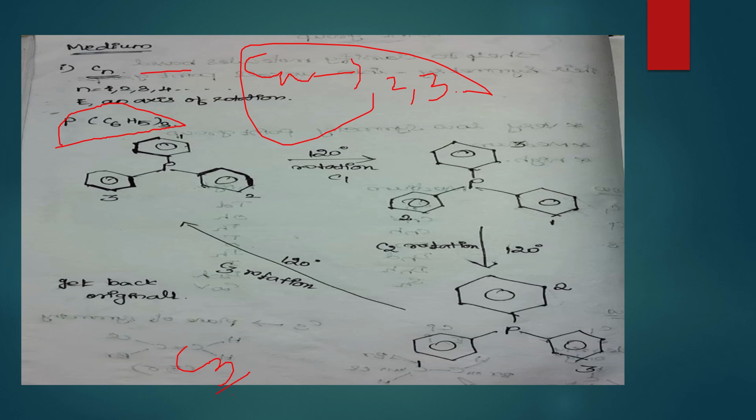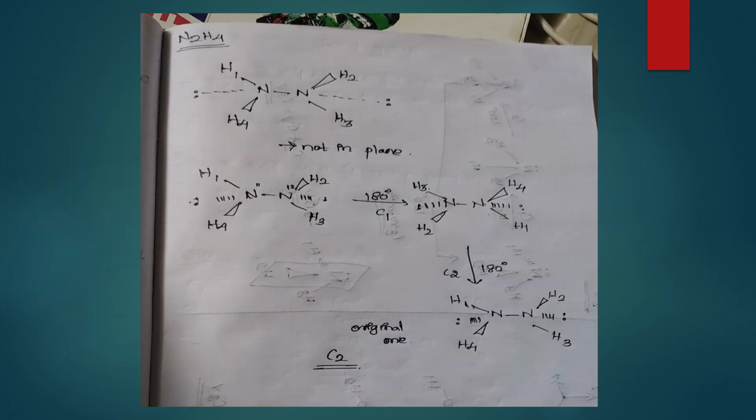Next, we have the example of N2H4. In N2H4, it has a not in the plane, so it has a 2-fold rotation. We rotate the molecule by 180 degrees through two rotations. So it has the C2 point group.